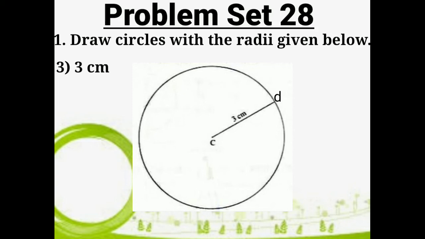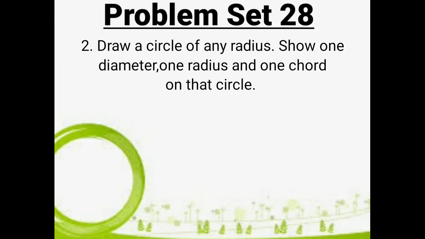Please note, every time you finish drawing the circle, always remember to highlight the center point, draw the radius and name the radius. Question 2. Draw a circle of any radius. Show one diameter, one radius and one chord on the circle.